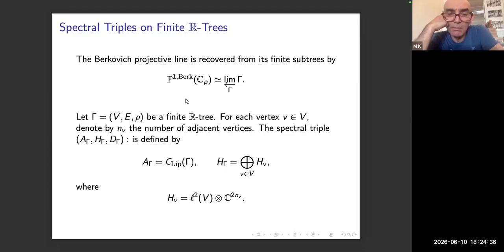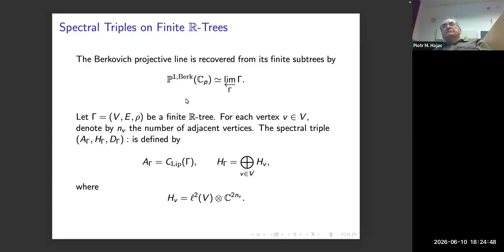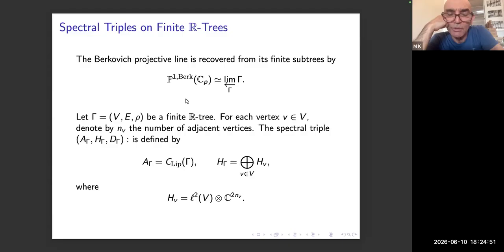So what is the Hilbert space of the vertex? Basically, because we are going to use Pauli spinors to define the Dirac operator, we are going to define an even spectral triple. This is C to the power 2 n_v, where n_v is called the degree of that vertex. So it is the number of edges that come to that vertex.